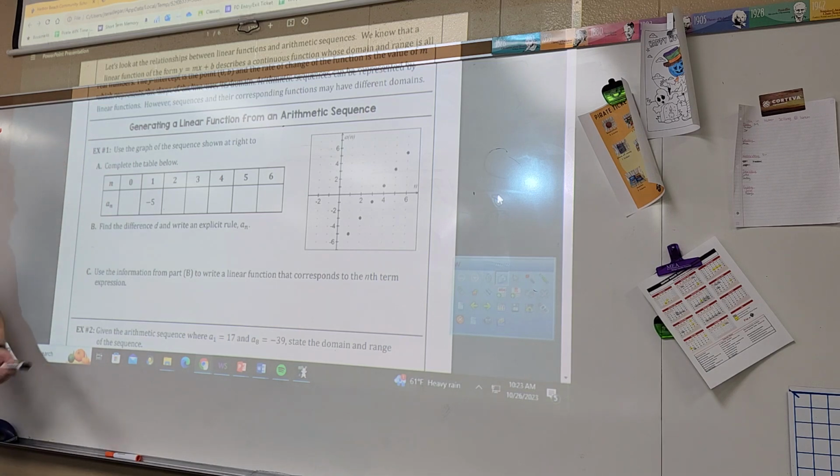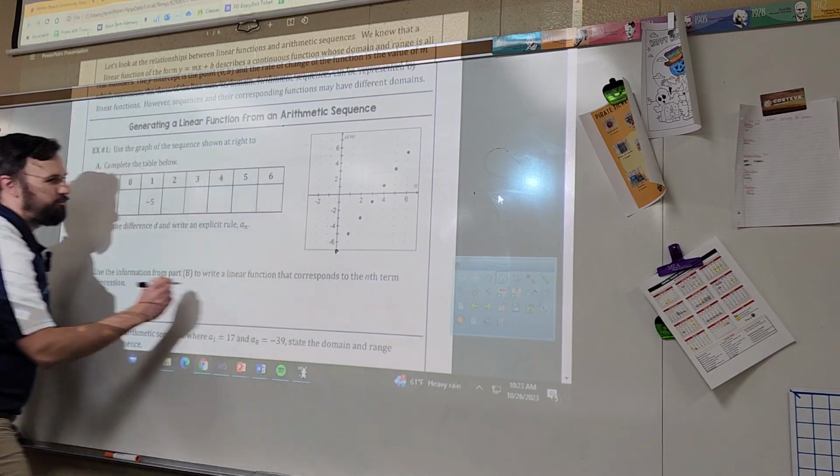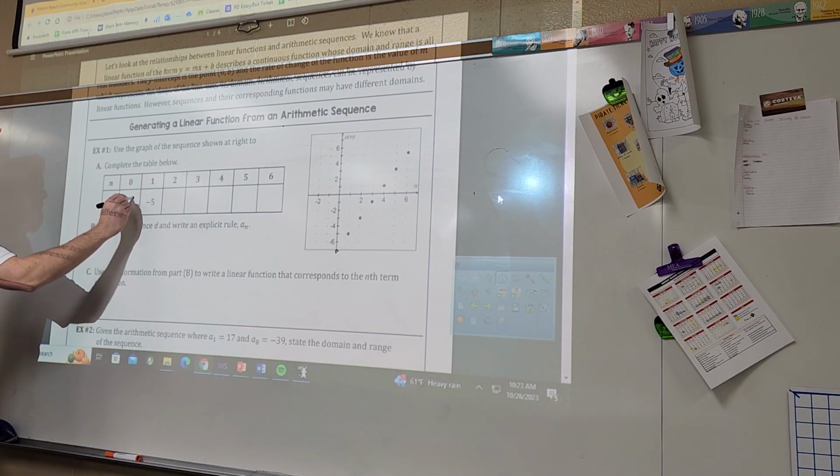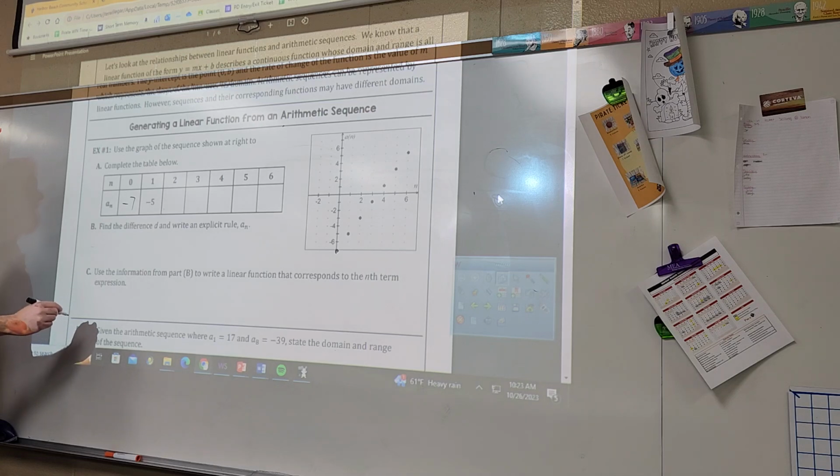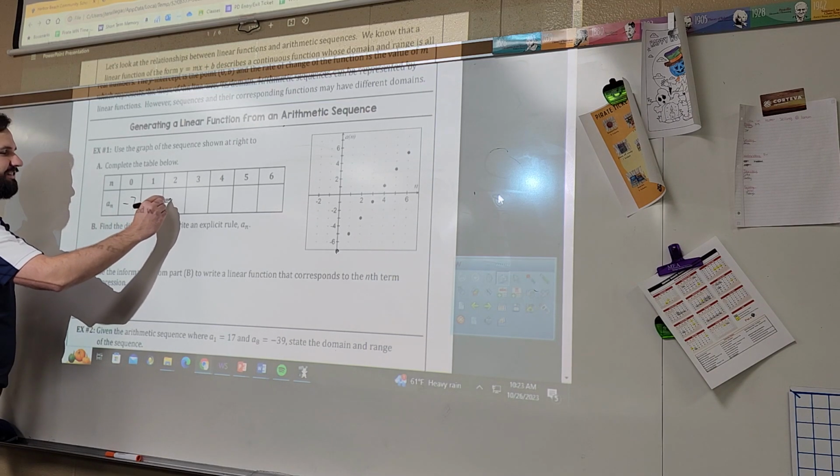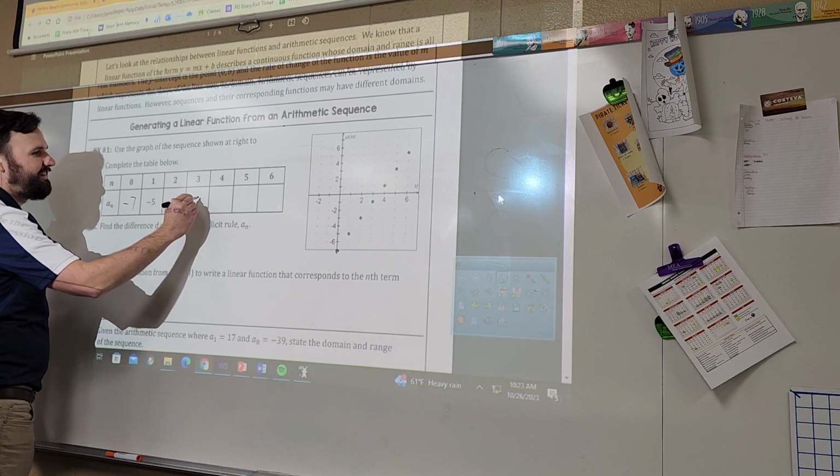So we're going to look at how we can make a linear function from a sequence, and then we're going to look at transforming it. So let's complete that table below. Help me out. Oh, there's a dot here. What's this point? Yeah, -7. What's this point? Yeah.